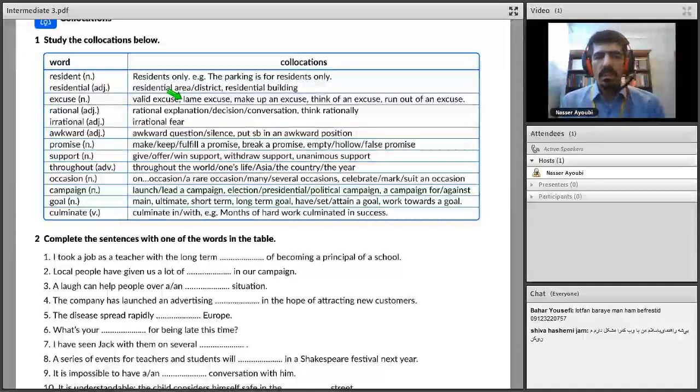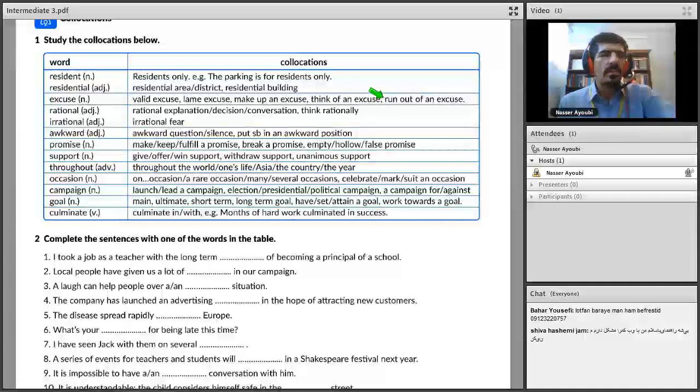Make up an excuse. When you are in a situation that you have to give an excuse, you make it up suddenly, quickly. Think of an excuse. Run out of an excuse. Run out of means finish.